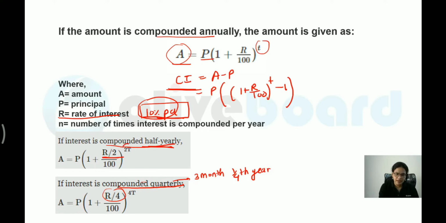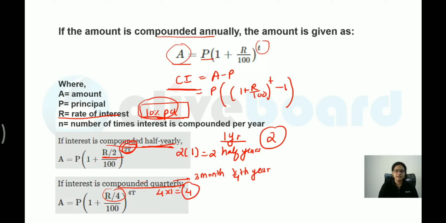Similarly, the time period will be different. When I'm saying 1 year, how many half years are there? 2 half years. So this value will become 2, and that is what is represented by 2T. So you'll be writing 2 into 1 year, which is nothing but 2 half years. Are you getting it? Similarly, when I'm saying 1 year, how many quarters would be there? 4 quarters. So 4 into 1 means 4 quarters. So accordingly, you have to modify your formula when your question says compounded quarterly or compounded half yearly.